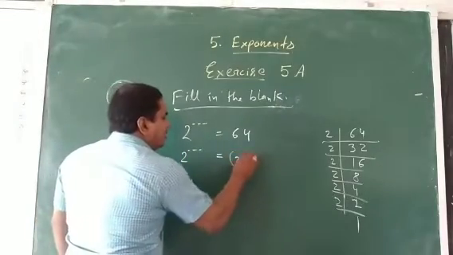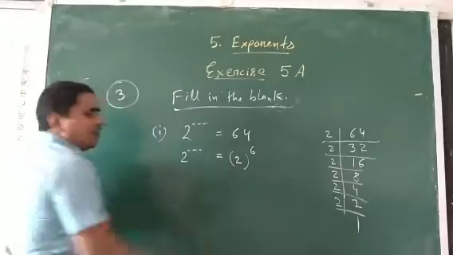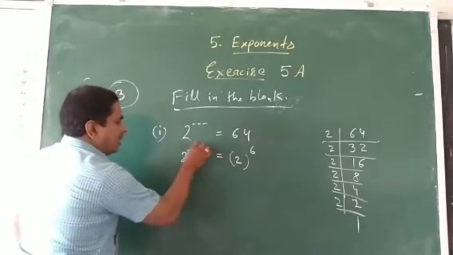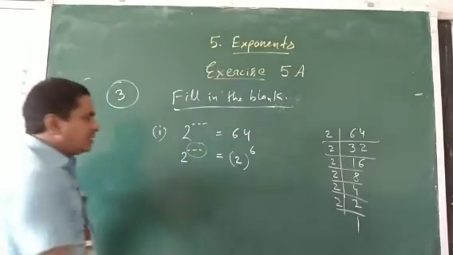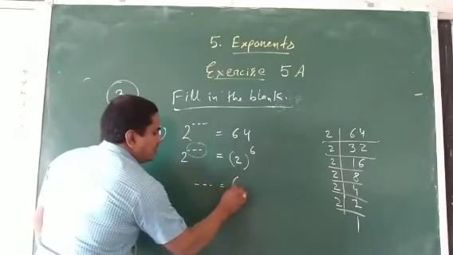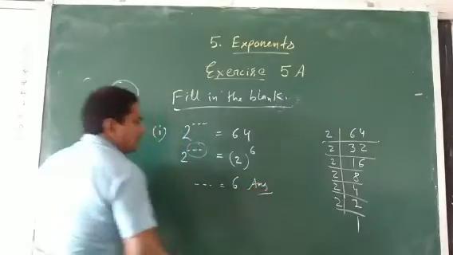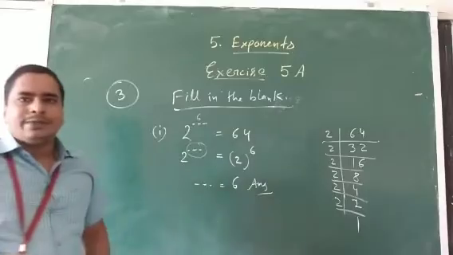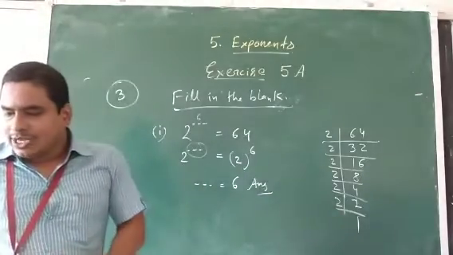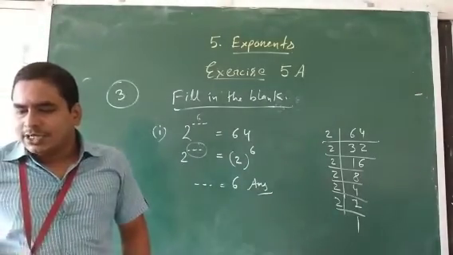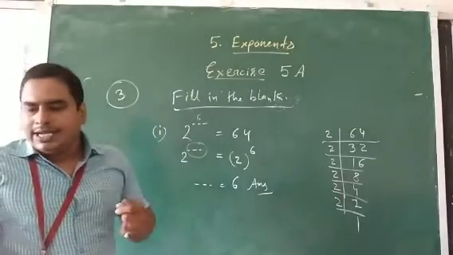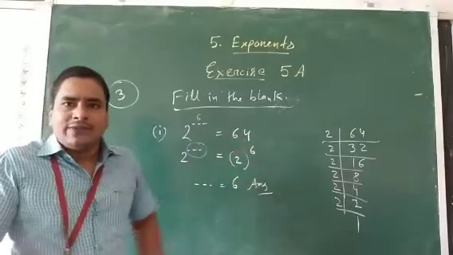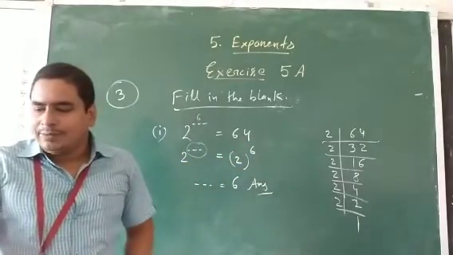Here you can write this 2 to the power 6. So compare both sides. You will get this value, what? This value is 6. So the answer is 6. Here you can fill 6. Okay, students. Same you can solve some other questions that are given in number form. First you factorize by prime factorization, then find out the power value.